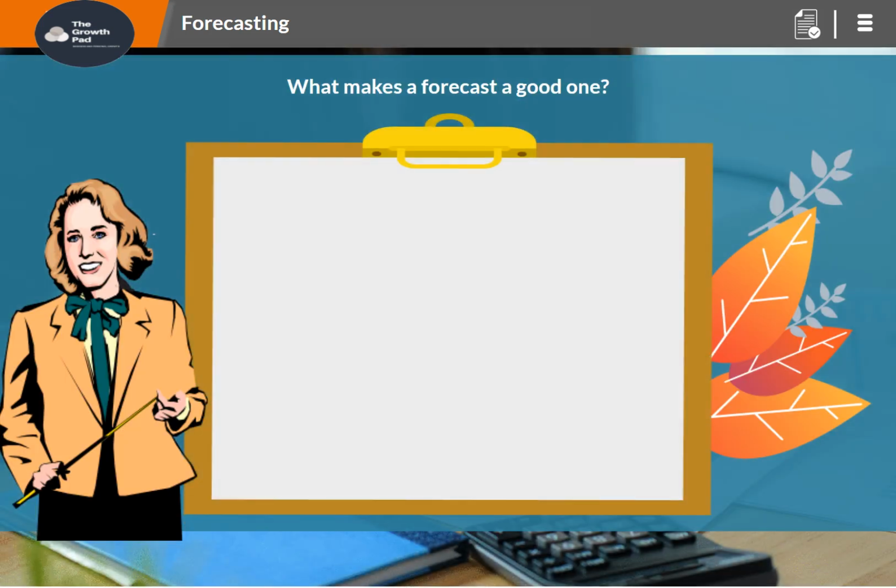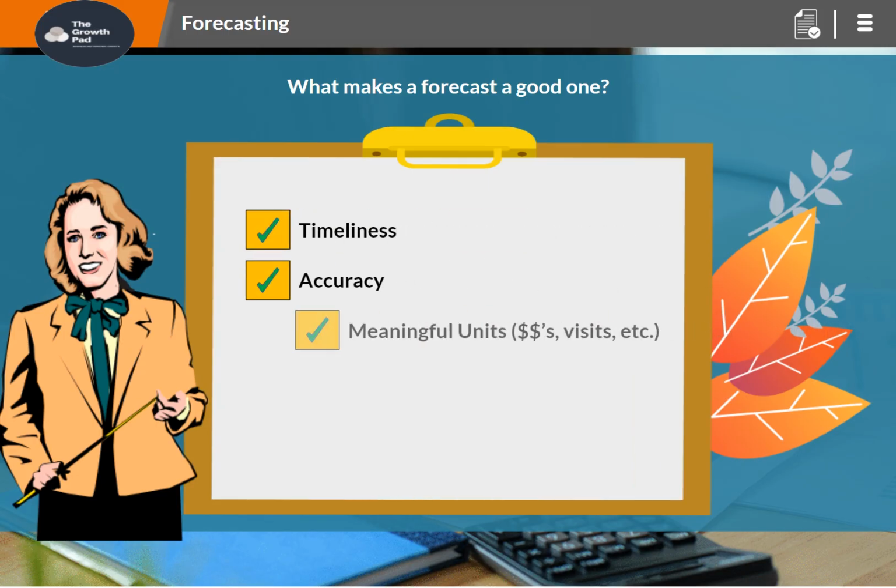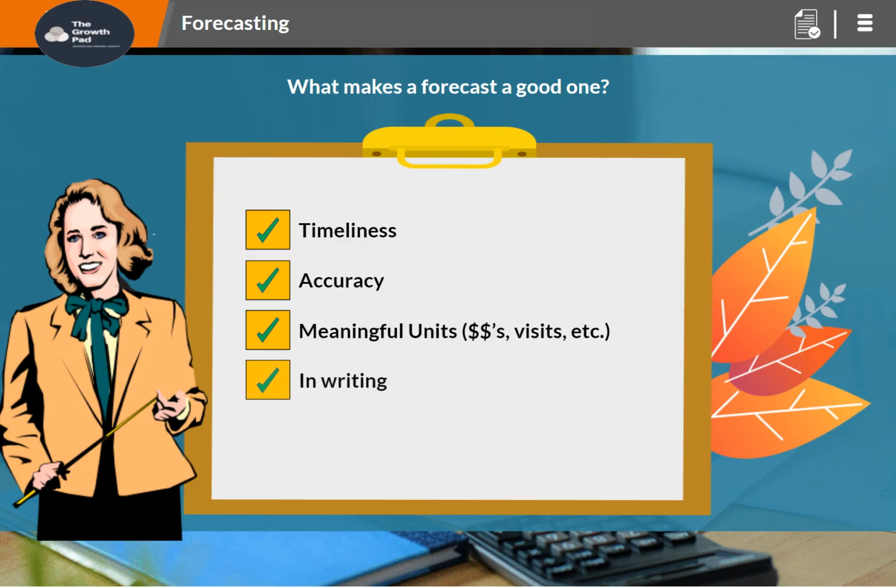What makes a forecast a good one? Timeliness. Accuracy. Meaningful units, dollars, visits, etc. In writing. Simple to understand and use.